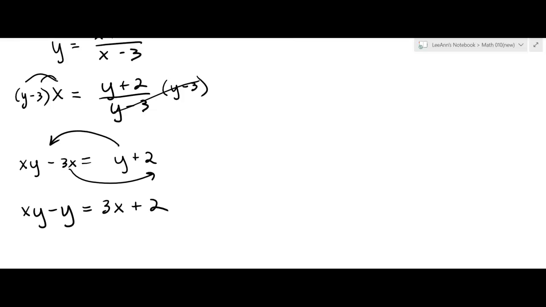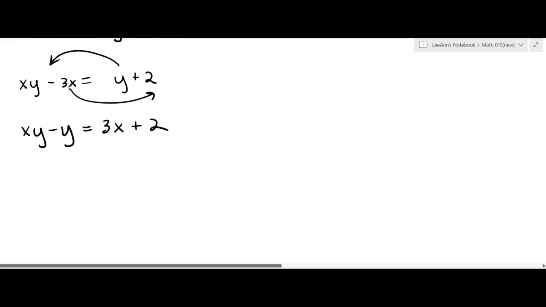All right. That was a little tricky. You might want to rewind the video and watch that part again. But we want y terms on the left, terms that don't have y on the right. Okay. The reason for that is because now we can factor out a y on the left-hand side.